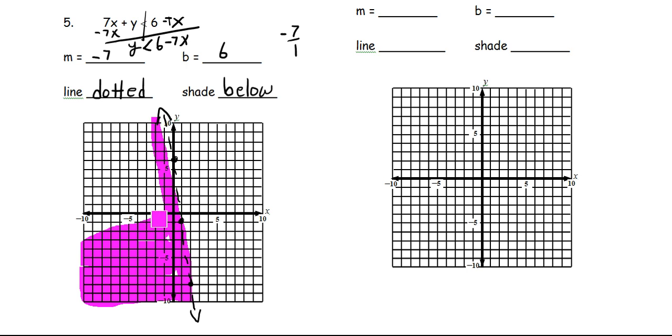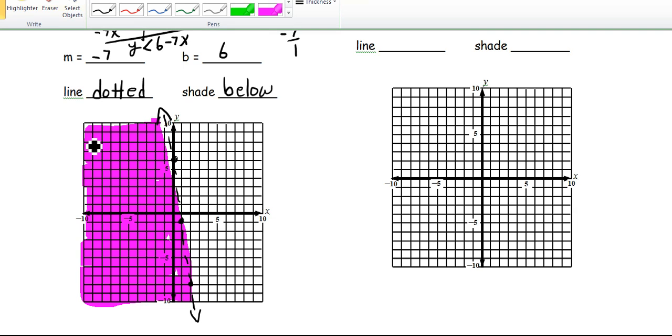And so what we're doing is we're saying that for any point on this line, we could draw or trace a line straight down and we would hit that shaded area. All right, let's try a couple more of these. Let's go up to number 6.